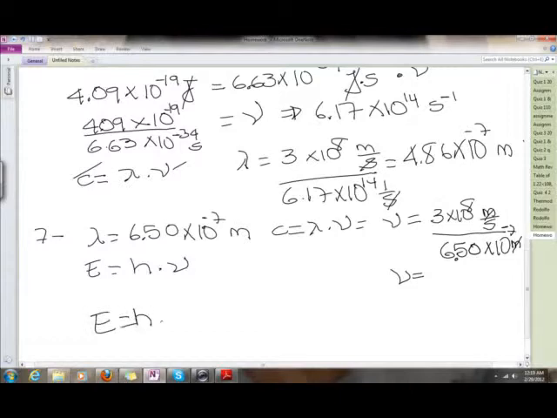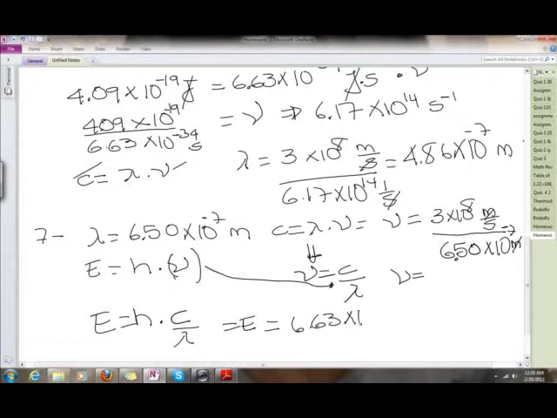Energy is the Planck constant multiplied by the frequency, but you know that the frequency from this equation is equal to the speed of light divided by the wavelength. So what if you plug in the frequency here in the equation with this value? It's going to be c over the wavelength.